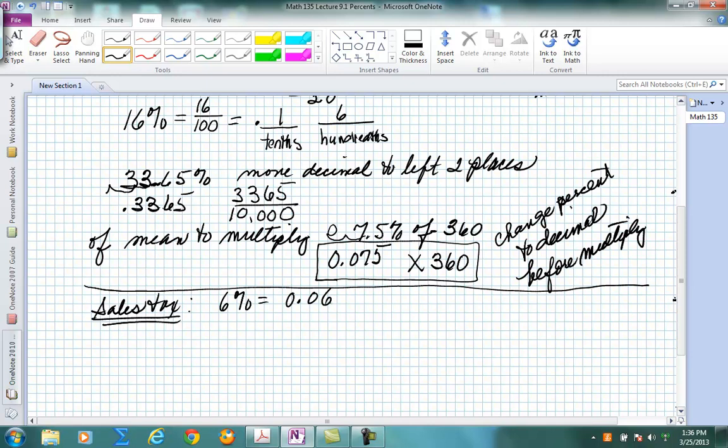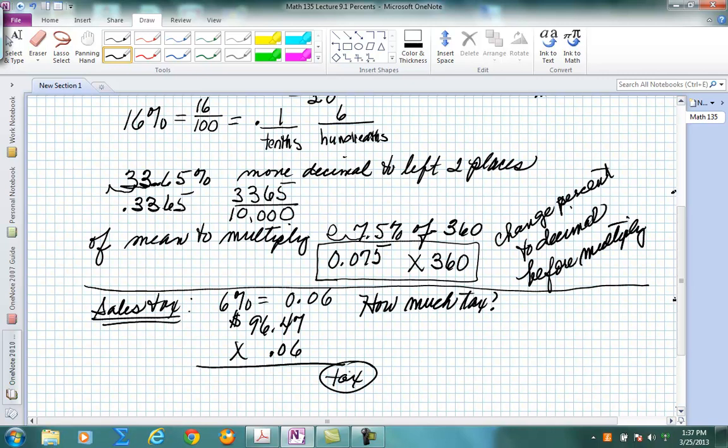So if I purchase a dress for $96.47, and I want to know how much tax I'm going to have to pay, then I simply multiply 6 hundredths by $96.47, and this would be how much tax I pay.